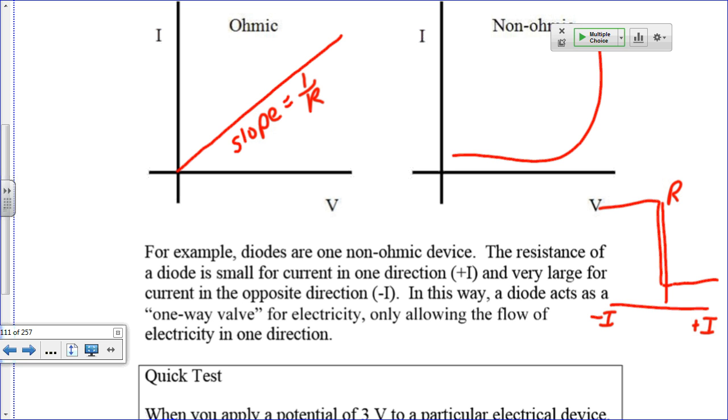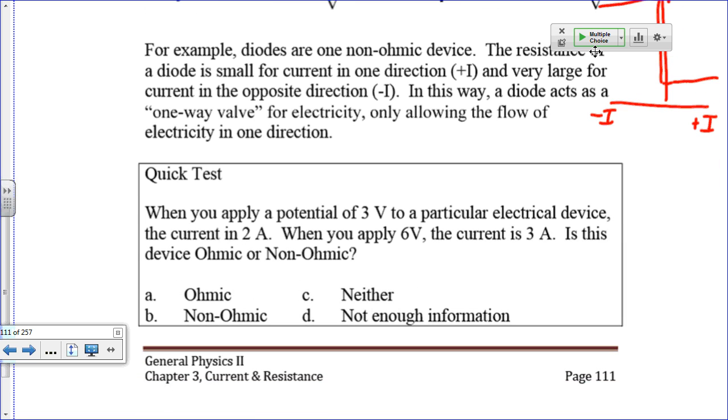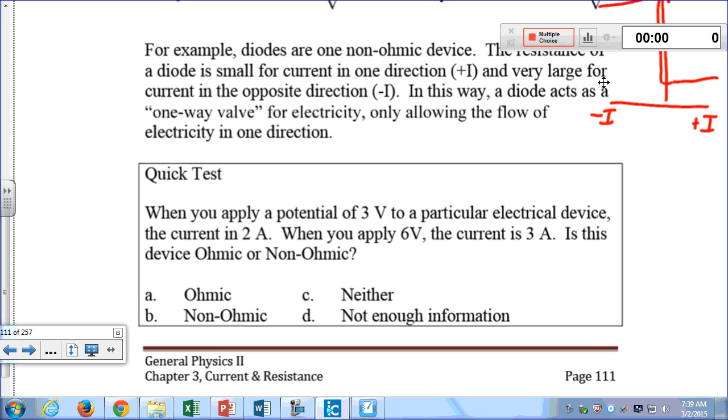All right, so a diode is just one type of non-ohmic device. Let's try this little quick test. So you just need to know if it doesn't follow Ohm's law, that's called non-ohmic. And then also diodes are this gate for electricity, where in one direction the resistance is some normal amount, in the opposite direction it basically goes to infinity.